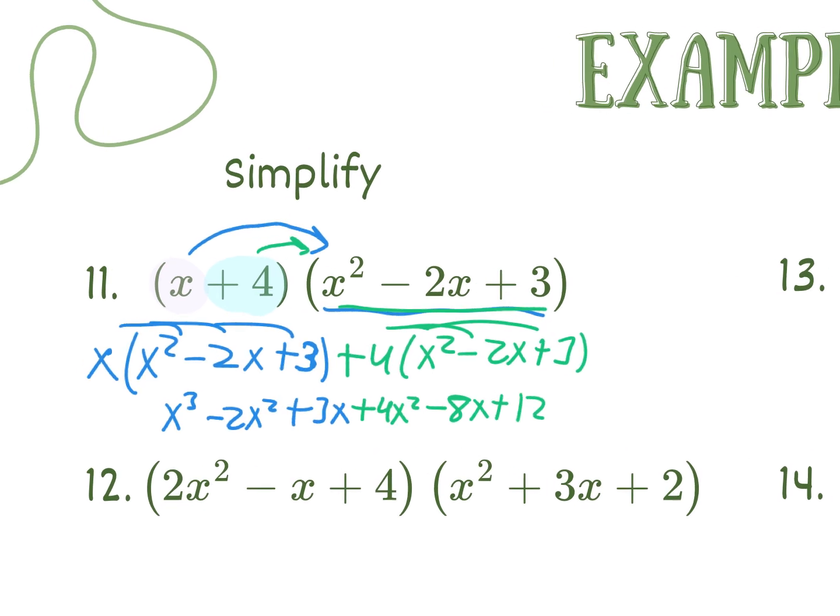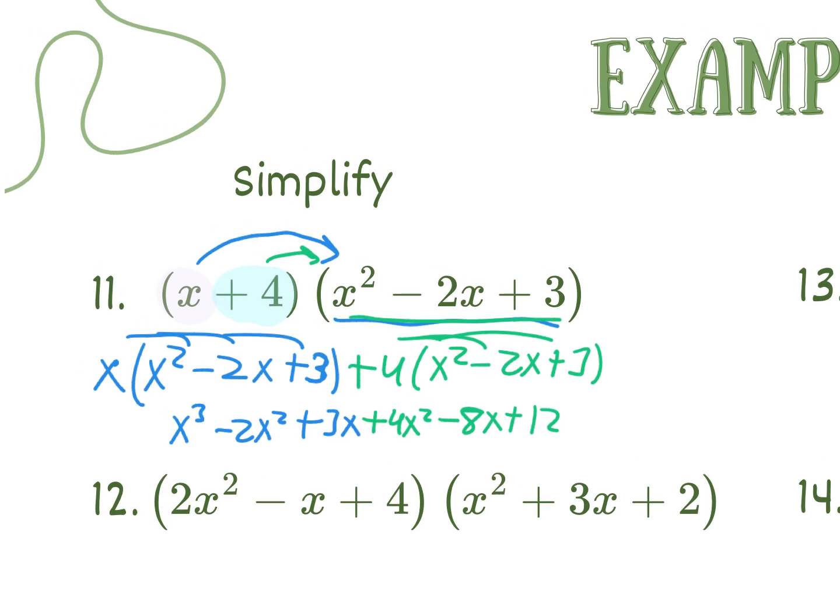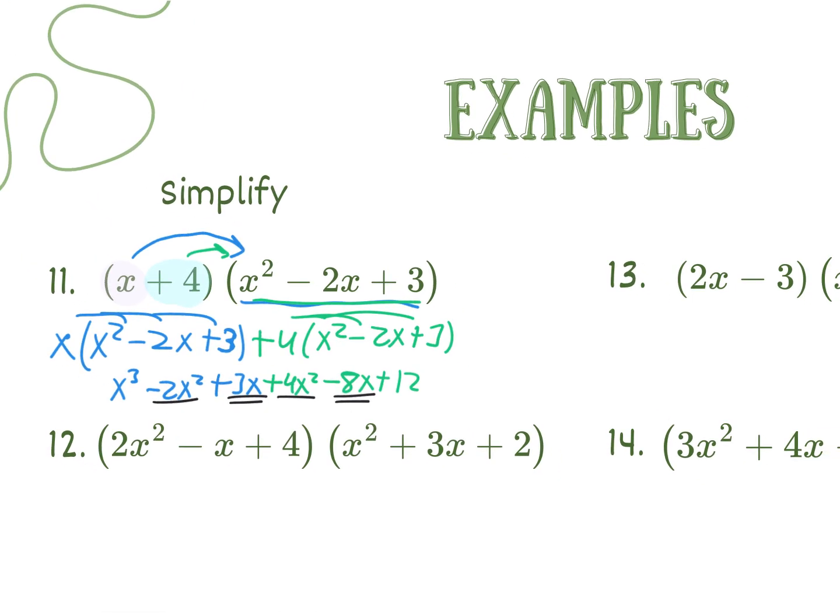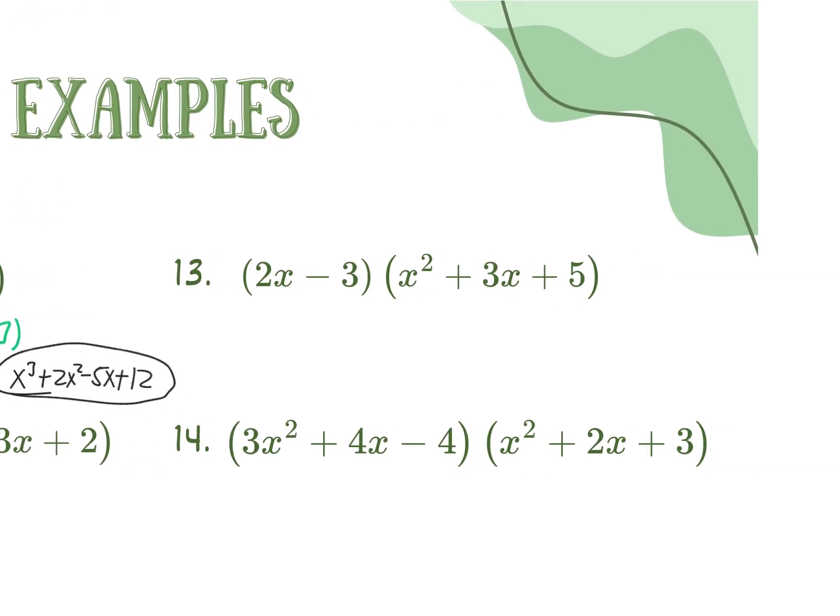All right, and then once you're left with this, all you have to do is combine like terms. All right, so it looks like I have a negative 2x squared and a positive 4x squared, a 3x and a minus 8x, and then those are the only like terms that we have here. So then that's going to leave us with an x to the third plus 2x squared minus 5x plus 12. And then that is your final answer. All right, so hopefully not too bad. We'll do the exact same thing with the next one.